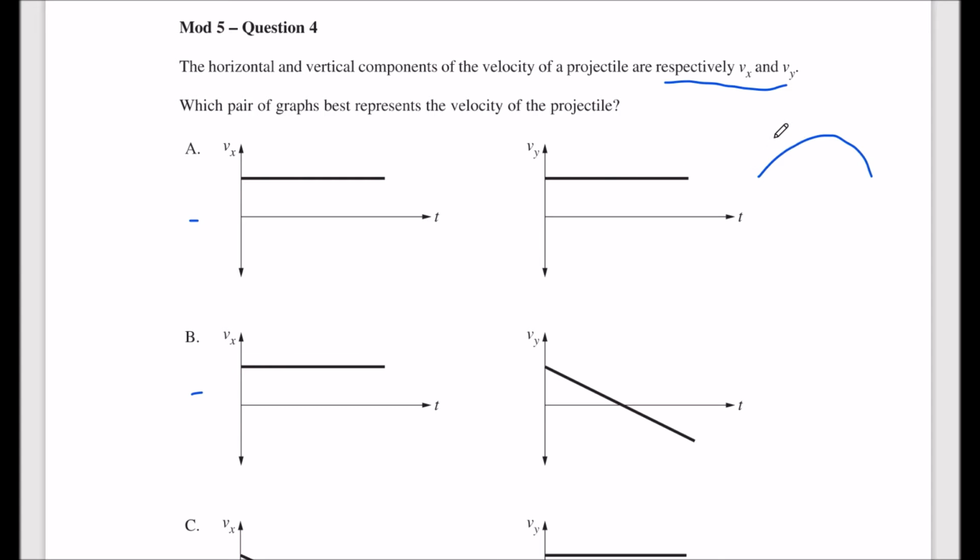Y in this component, the reason why it goes in this kind of parabola shape is because it's slowing down as it goes up, stops here, and then it speeds back down this way. So this is the best way of describing it. As the projectile is moving up, it's getting slower, so it's going towards 0, and then it speeds up but in the opposite direction. So that's what we see here. So the answer for 4 is B.